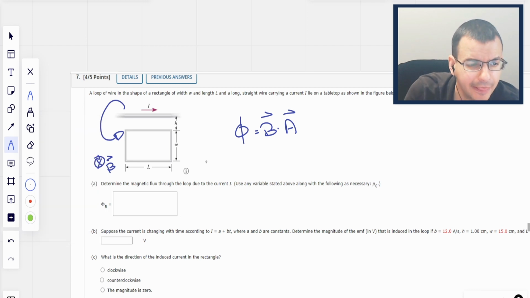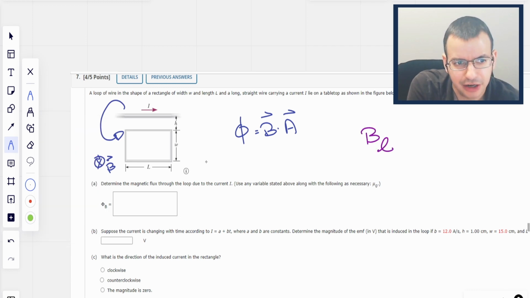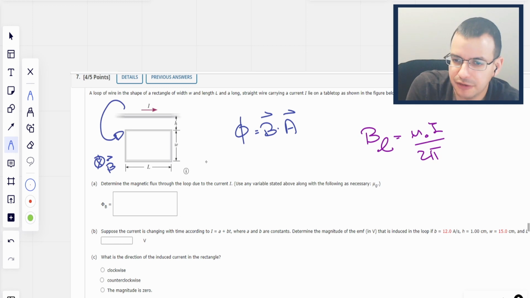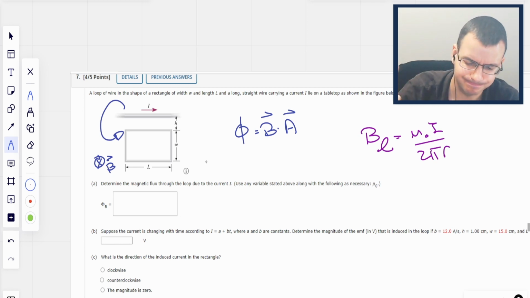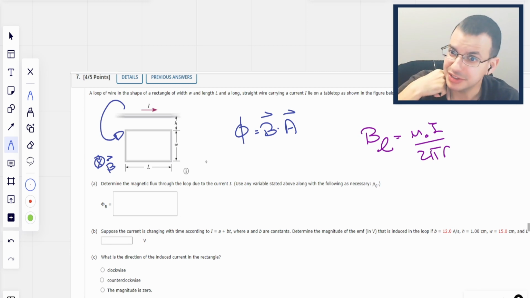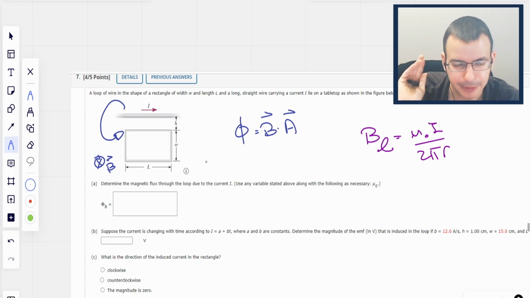Now the issue here is the magnetic field for an infinite line wire is going to be mu naught I over 2 pi r. This is just something that is often memorized, so you don't have to derive this every time. I think it comes from Ampere's law. You're allowed to memorize it for these classes, almost always.